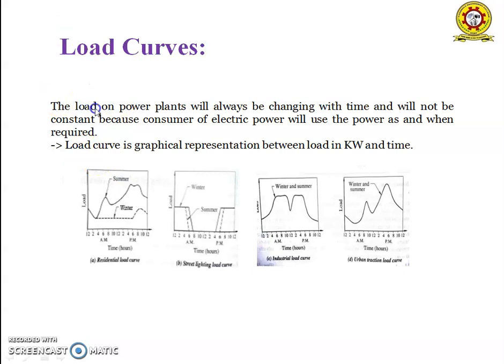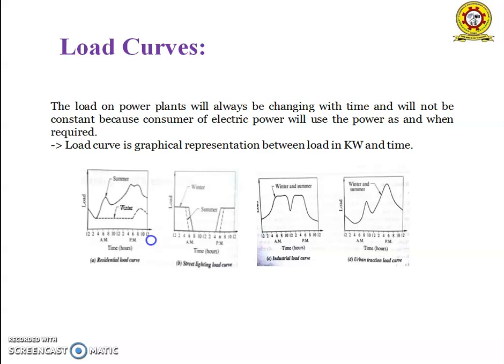In that, the first one is the load curve. The load on the plant will always be changing with time and will not be constant, because consumers of electrical power will use the power as and when needed. A load curve is a graphical representation drawn between the load and the time. It shows the variation of load on the power station. If the time is in a day, then the load curve is known as a daily load curve, and if the time is in months, it is a monthly load curve, and if the load curve is over the year, it is known as a yearly or annual load curve.